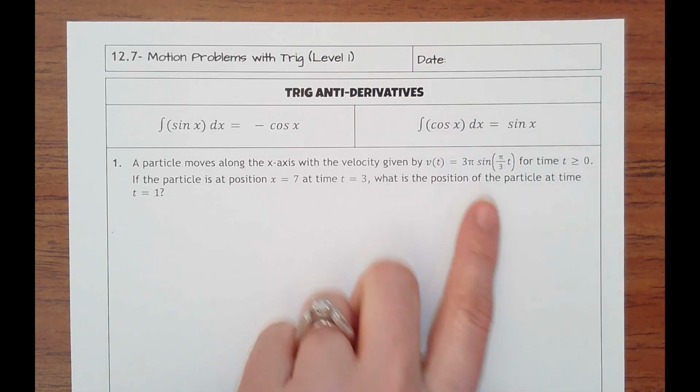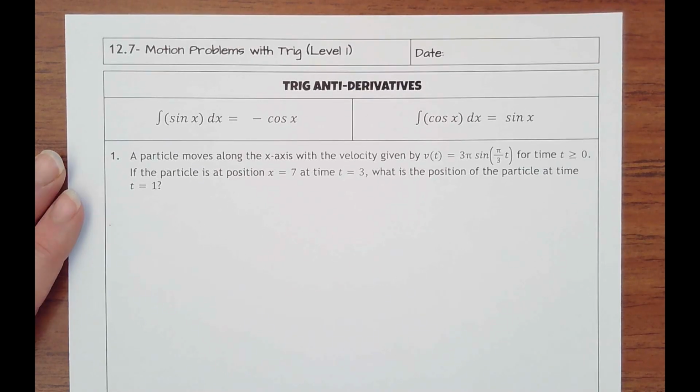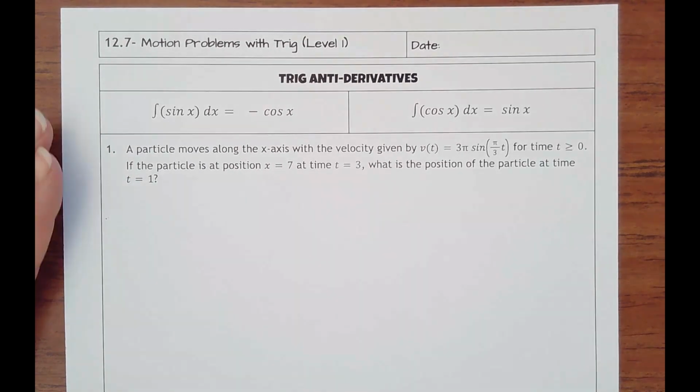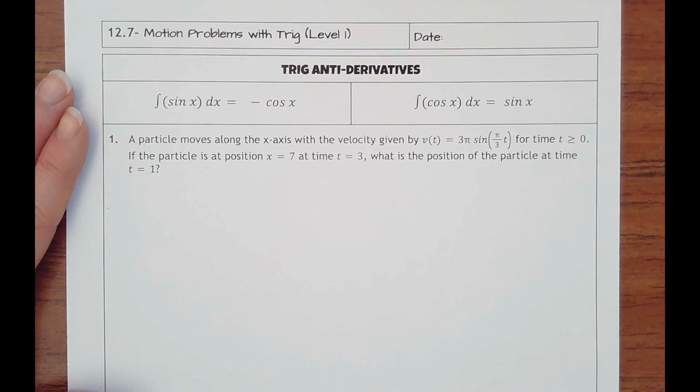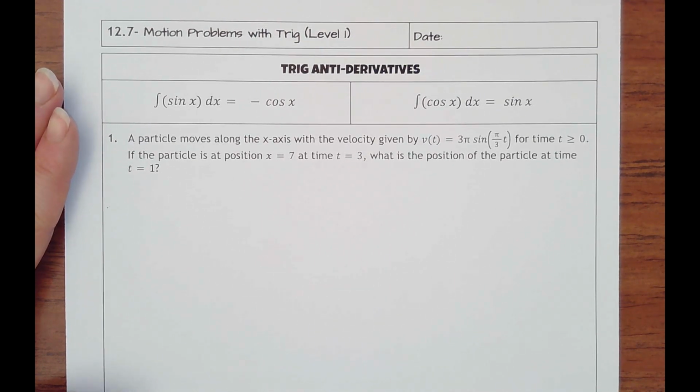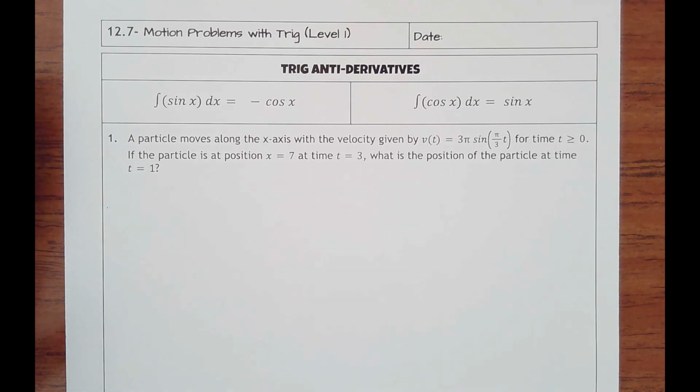Number 1 says a particle moves along the x-axis with a velocity given by this function for times greater than or equal to 0. If the particle is at position x is 7 at a time of 3, what is the position of the particle at time is 1? So this is exactly what we did on the last lesson, just adding the trig values in there to make it a little more time consuming.